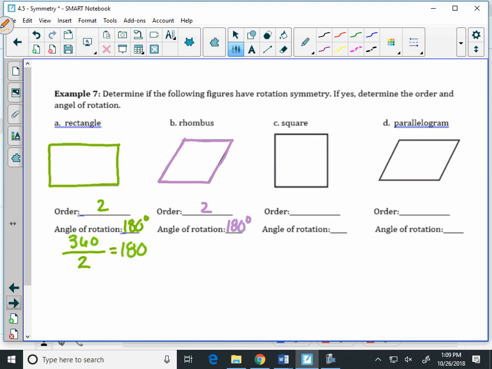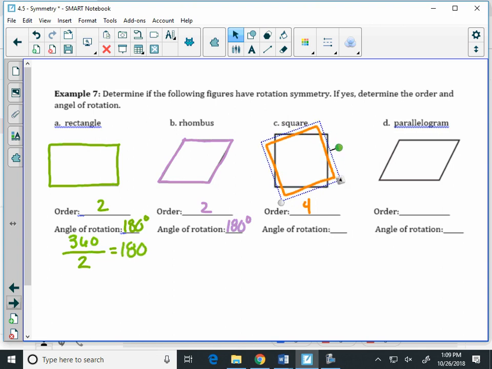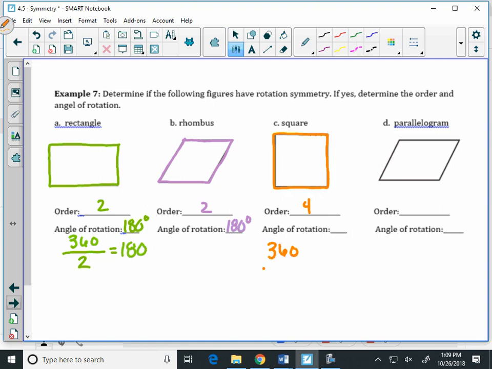We discovered that a square last week has an order of 4, because we can rotate it 1, 2, 3, and 4 times, and it maps up onto itself. Again, that's because all the angles and sides are the same. So the order is going to match however many sides there are. To figure out the angle of rotation, we're just going to do 360 divided by the order. 360 divided by 4, and when we do that, we get 90. So the angle of rotation of a square is 90 degrees.